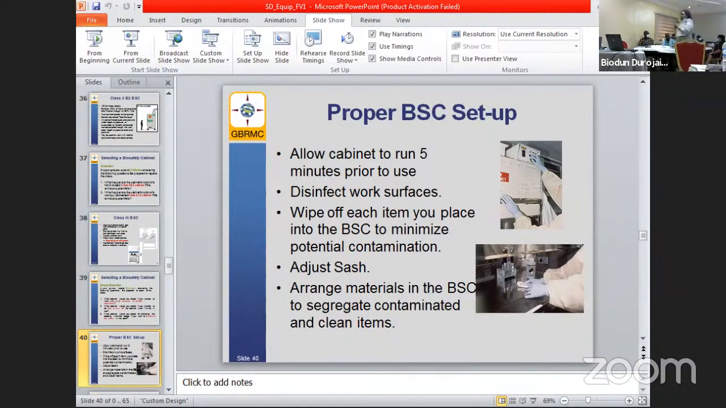dirty tables. Okay? So you wipe off each item you place into the BSC to minimize potential contamination. You have to wipe it before you put it here. Arrange materials in the BSC to segregate contaminated and clean items. So let's look at the picture now. Though it's not very clear, the second one, she's trying to set up.